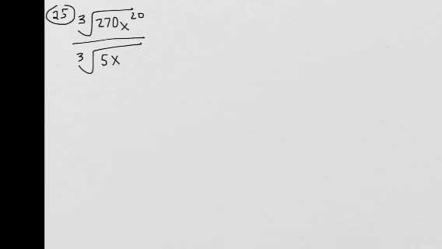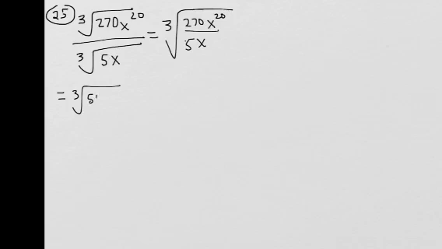Okay, for number 25, again, similar to some previous problems that we've had, I have the same index in both radicals, so I can combine the numerator and denominator into a single radical. So I get 270 divided by 5. And let me just write it like this first. Okay, and so that gives you 270 divided by 5, cube root of 54.